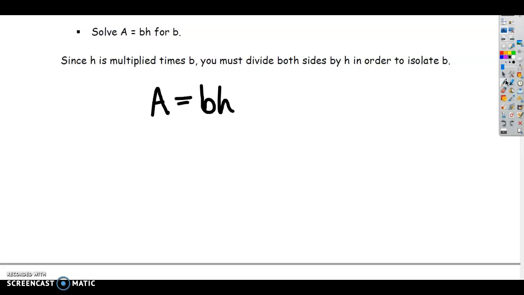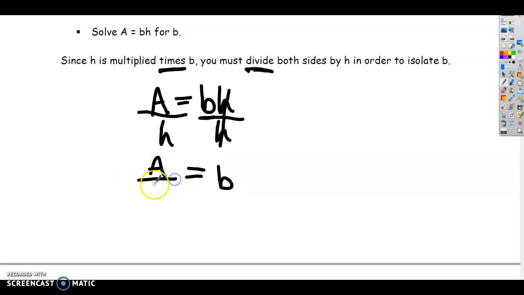All right, since H is multiplied times B, you must divide both sides by H. So whatever the operation is, you have to undo that operation to isolate the variable. All right, so we're trying to get B by itself. We're solving for B. We have multiplication, so we're going to divide by the letter we're trying to get rid of. So divide both sides by H. Anything divided by itself cancels. So B equals A divided by H. So we still have the same variables. Now they're just in a different order, so that we have solved for B.